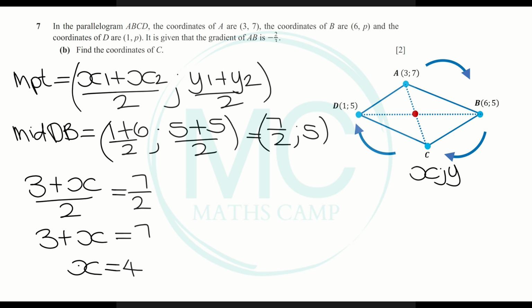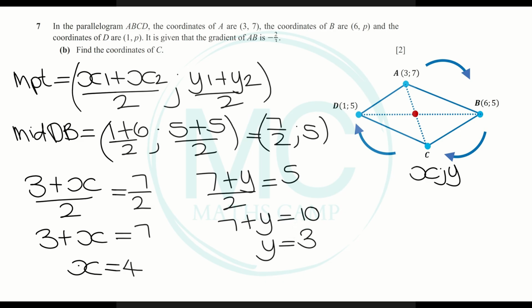Now let's find the y-coordinate. The y-coordinate of A is 7, plus the y-coordinate of C, let's call it y, over 2, is equal to the y-coordinate of the midpoint, 5. Multiply both sides by 2, and we get 7 plus y is equal to 10. Now we can subtract 7, and we see that y is equal to 3. Now we have an x-coordinate of 4 and a y-coordinate of 3. So the coordinates of point C are (4, 3).